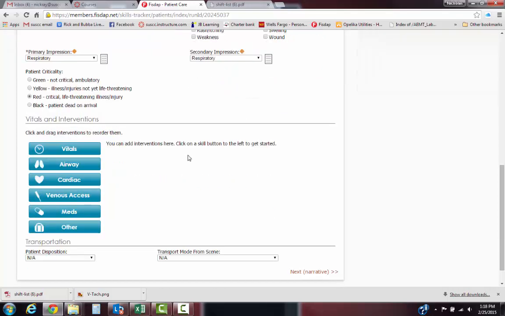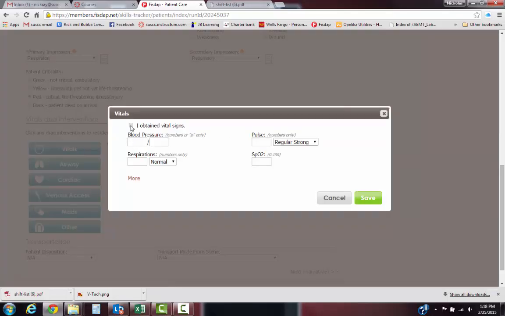Next thing, very important. You should have at least 2 sets of vital signs on each patient. At the very least, you need to document at least 1 set. So, if you did it, you need to click I obtained vital signs.